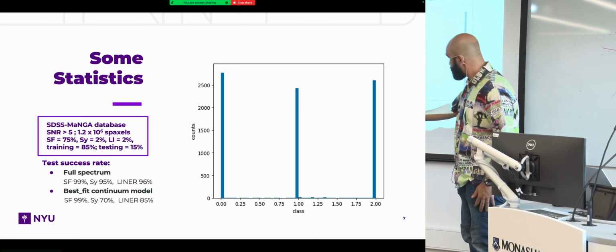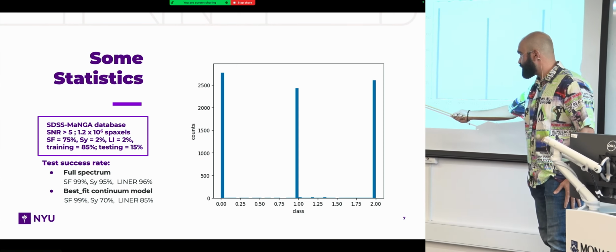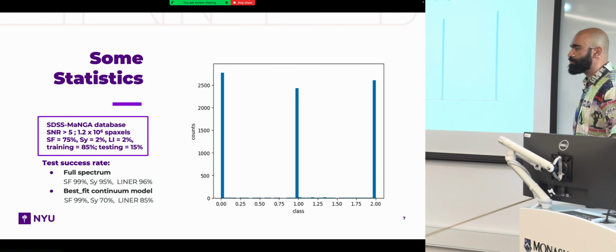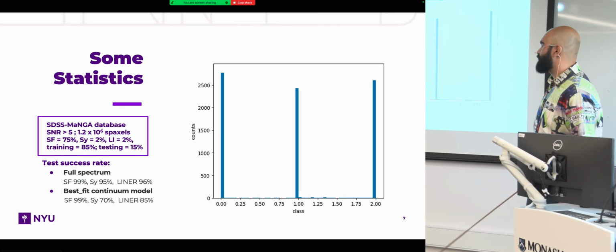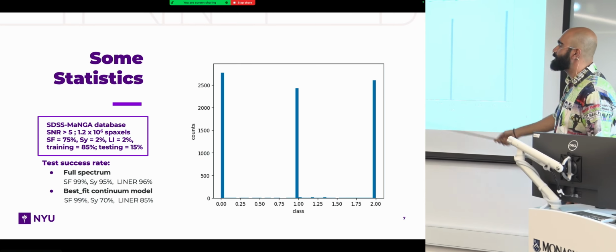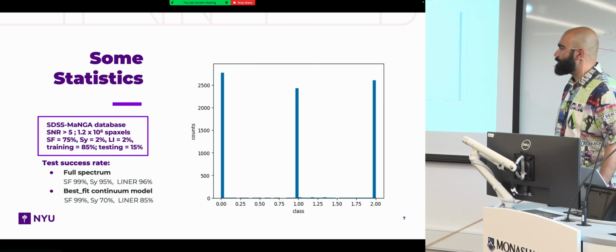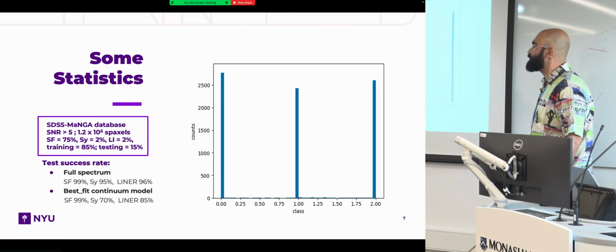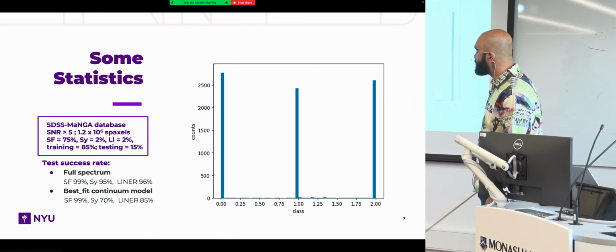So using the first one, in which we use the full spectrum, including the emission lines, we found that the neural network was able to correctly classify or detect each one of those classes with high fidelity, right? Like 99%, 95%, 96%.